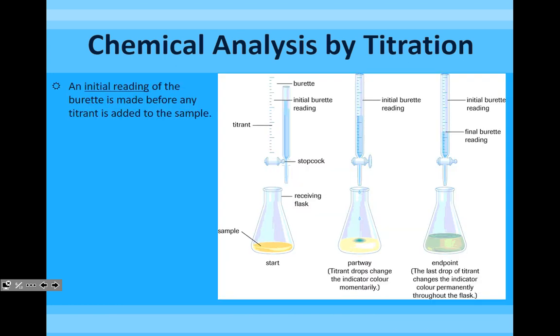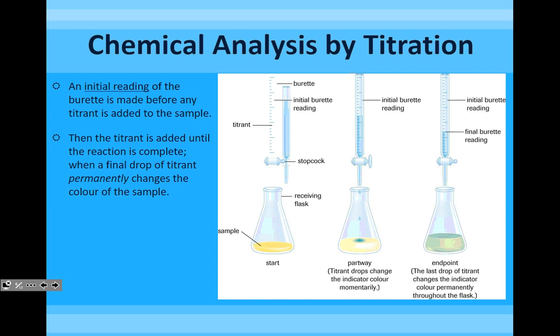Okay, so an initial reading of the burette is made before any titrant is added to the sample. So you always have to measure your initial reading. Then the titrant is added until the reaction is complete. How do we know the reaction is complete? It's when a final drop of titrant permanently changes the color of the sample.